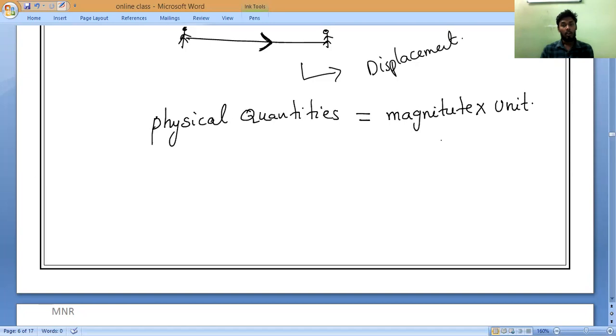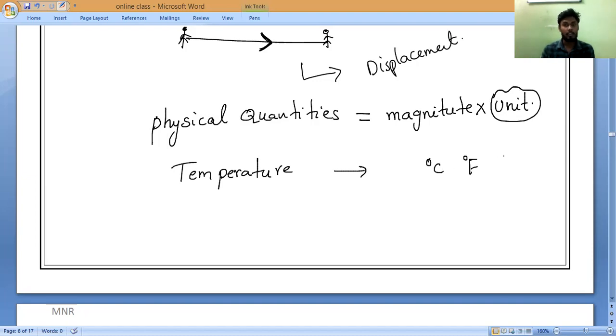Now, I will tell you what is magnitude and what is unit. Unit means the process in which we are measuring it. For example, take temperature. How do we measure temperature? You measure in degrees Celsius or degrees Fahrenheit, or we can measure in kelvins. Yes, sir. If we take length, how do we measure length?